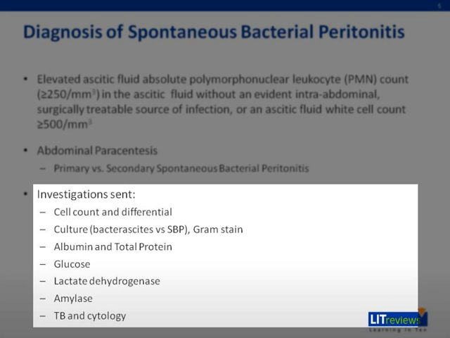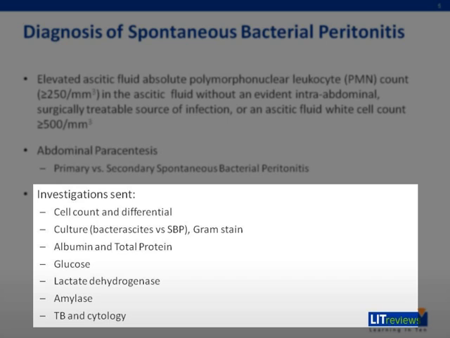When a diagnosis of SBP is suspected, a diagnostic paracentesis should be performed as part of the initial septic workup prior to the commencement of antibiotics. The ascitic fluid should be sent for the following investigations: cell count and differential, gram stain, and culture.